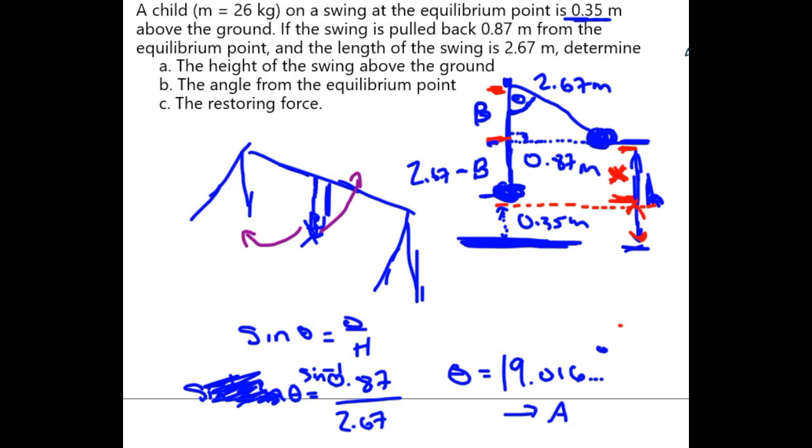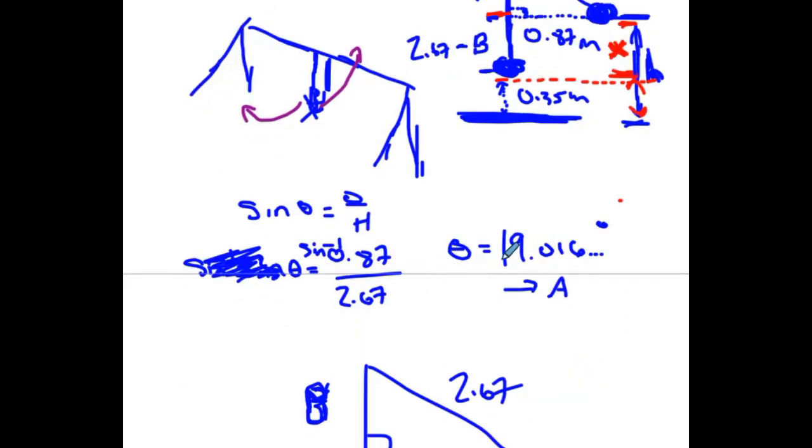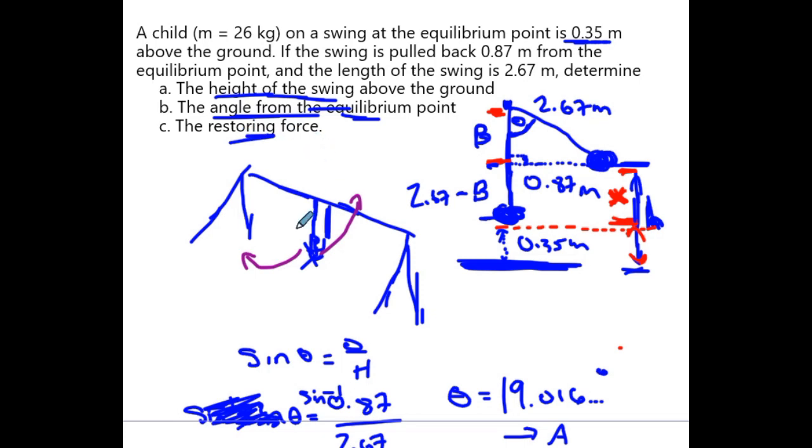But I didn't use a physics formula at all. I used entirely trigonometry. So please let me know if I lost you there. So there, we solved for the height of the swing above the ground. And the angle from the equilibrium point, I already solved for that back here when I did sine. And I still have this number stored as A, by the way, because I knew I was going to need it later. Because the last question is, what's the restoring force?